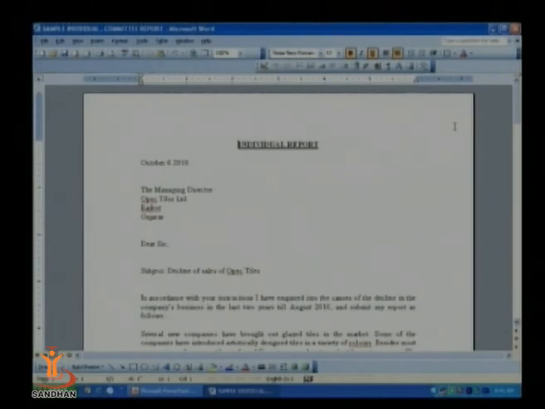Shall we have the screen? Shall we have the individual report on the screen, please?